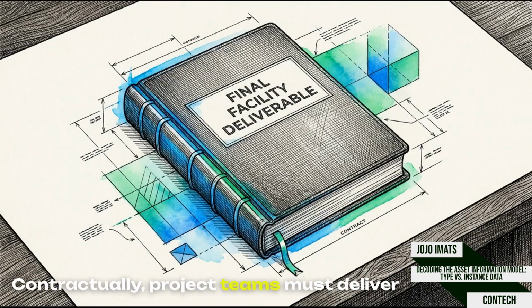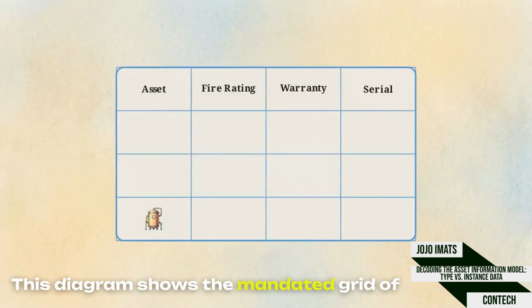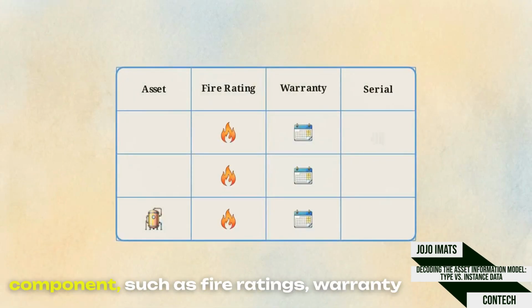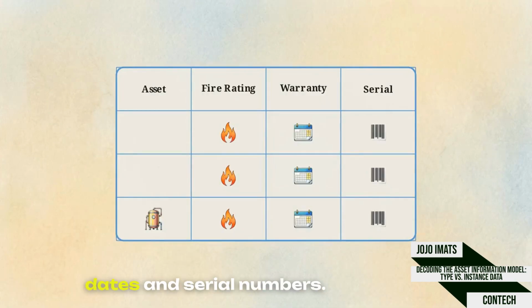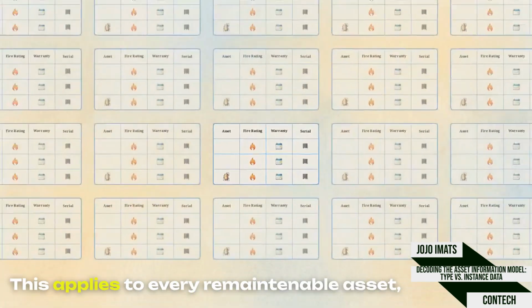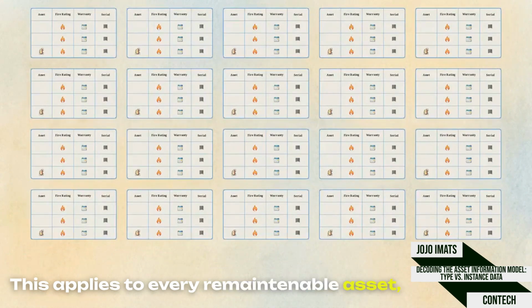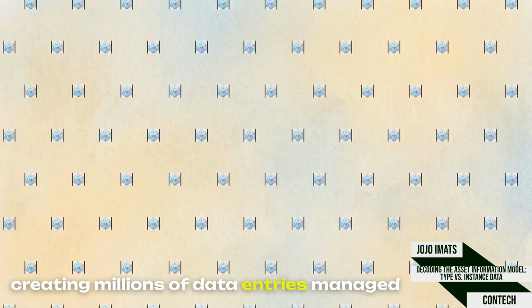Contractually, project teams must deliver an Asset Information Model, or AIM, to the facility owner. This diagram shows the mandated grid of asset attributes. It demands specific data points for every component, such as fire ratings, warranty dates, and serial numbers. This applies to every maintainable asset, creating millions of data entries managed simultaneously.